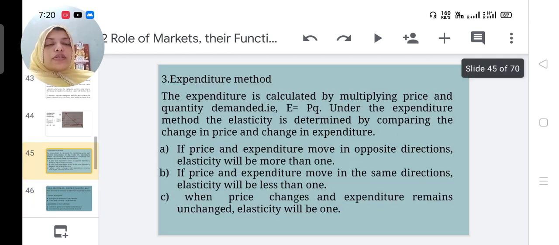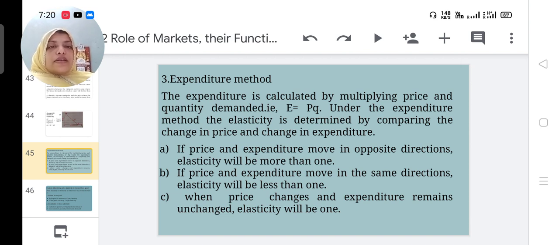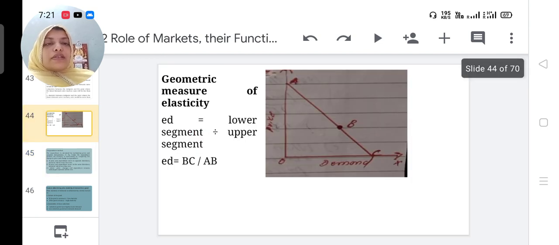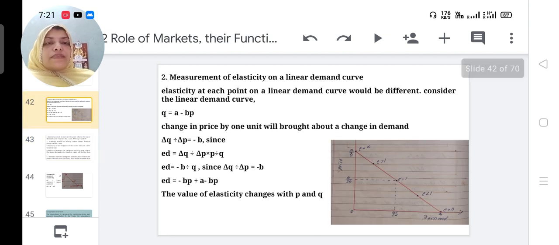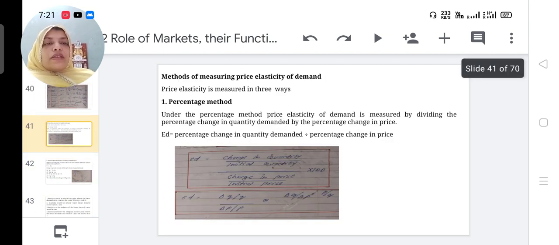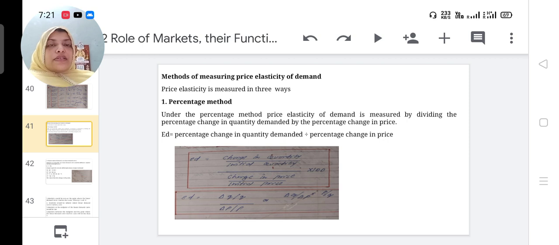Okay, so these are the various methods of measuring elasticity: expenditure method, geometric method, and percentage method. These 3 methods we have discussed today.